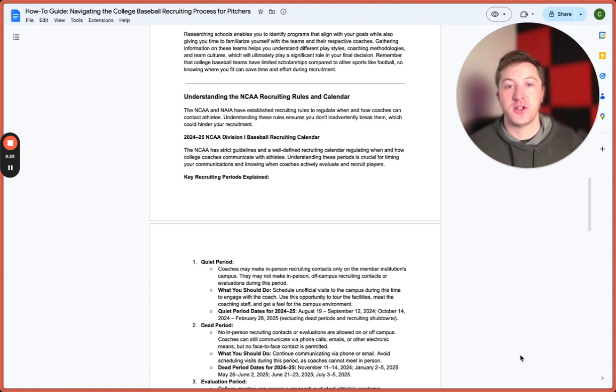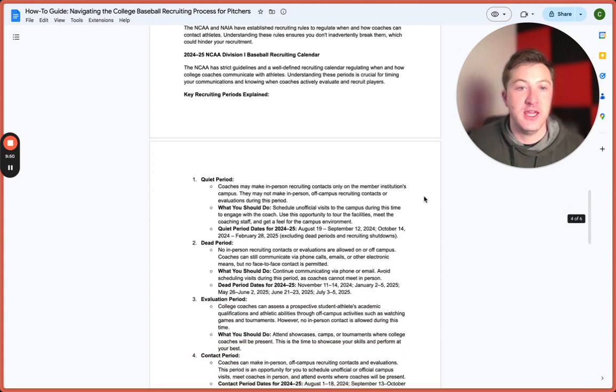For 2024-2025, here is the NCAA baseball recruiting calendar. If you're watching this later down the line, maybe these dates have changed, but the process will largely stay the same. The NCAA has strict guidelines and a well-defined recruiting calendar regulating when and how these coaches will communicate with their athletes. Understanding these periods is crucial for you, that way the coaches can actively evaluate and recruit you.